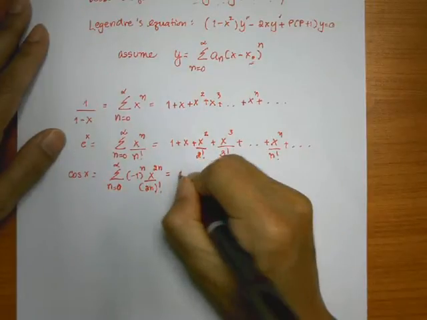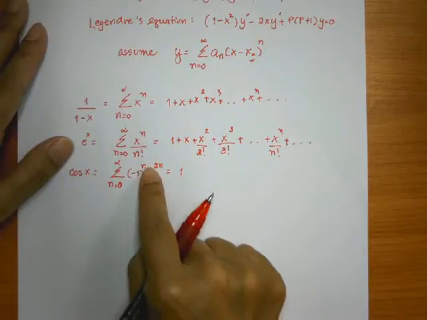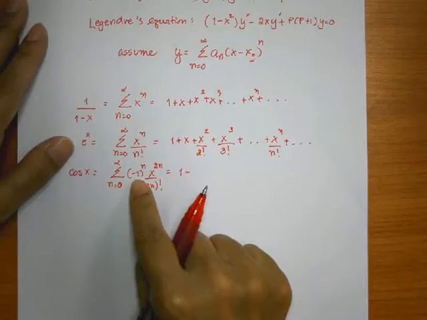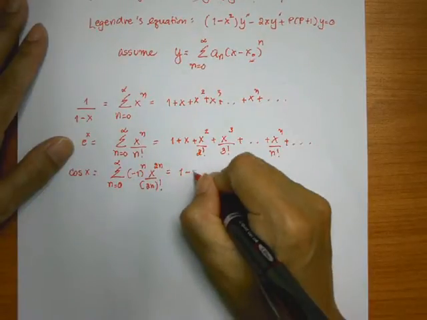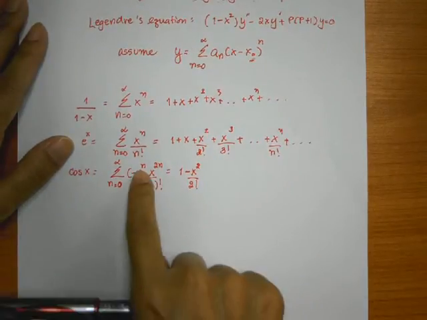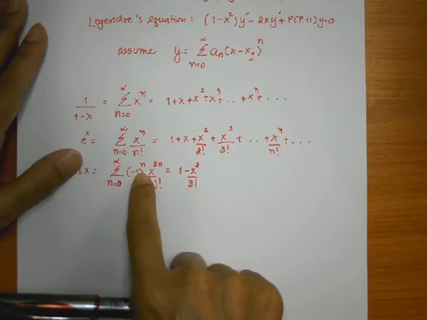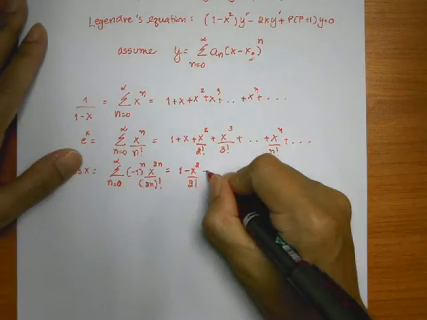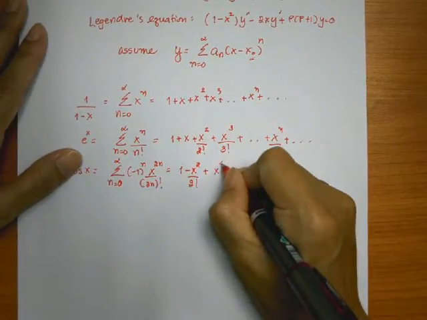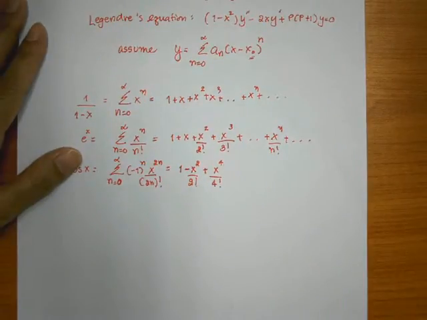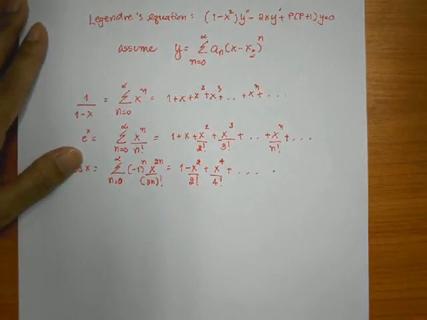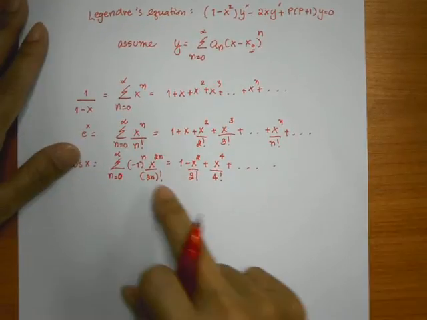And then put n equal to 1, minus 1 to the power 1 is equal to minus 1, so you've got a minus sign there, x to the power 2 divided by 2 factorial. Put n equal to 2, minus 1 to the power 2 is equal to 1, so you've got a positive there, x to the power 4 divided by 4 factorial. And then so on, put n equal to 3, 4, and 5. Okay, so you get a summation like that.